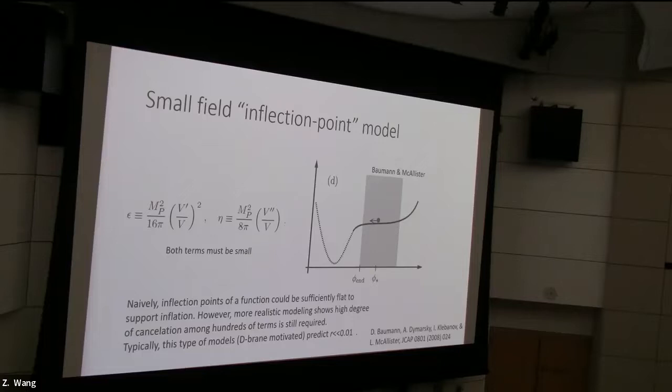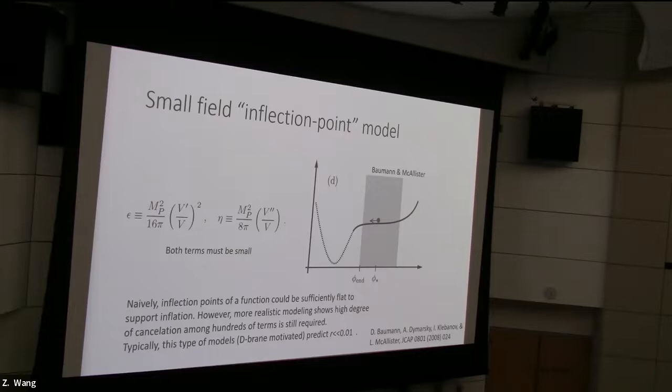However, it requires cancellation among several hundreds of terms mathematically to produce a potential that flat. So fine tuning was not really avoided, but it can be done. Sadly, this class of model produced pretty much negligible r, but it does produce inflation. So this is still a valid model, even though it has some fine tuning in it. But maybe it's not avoidable.